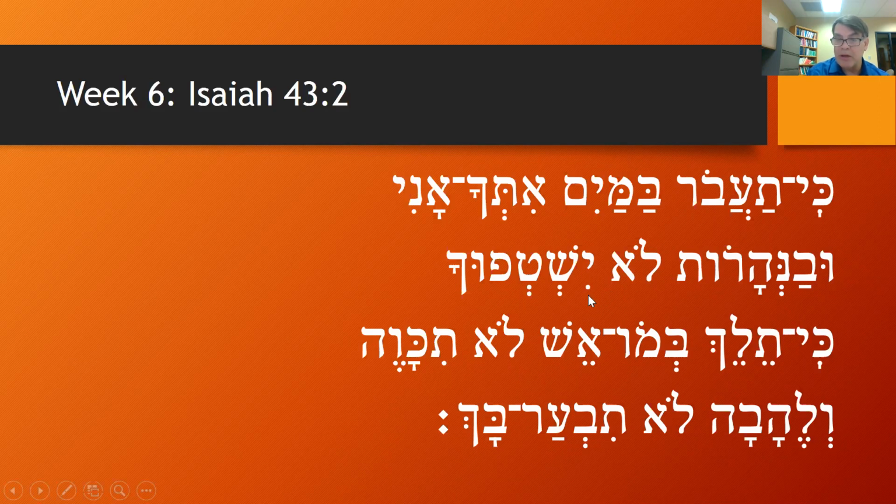Yod, hirik, sheen, shva. When you have two shvas in order, the first one has to close the previous syllable, and the second one has to open the next syllable. So this is yish with a silent shva, ta with a vocal schwa. This is a sheen, shva, tav, shva, pay. There's no dot in it, so it's going to be a ph sound. So yish, ta, fuka.